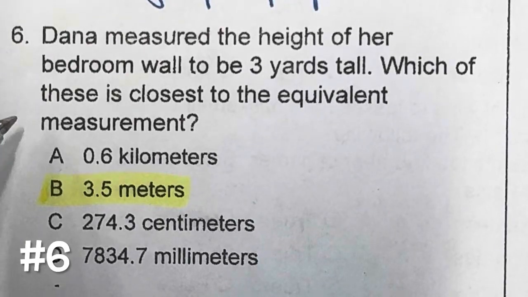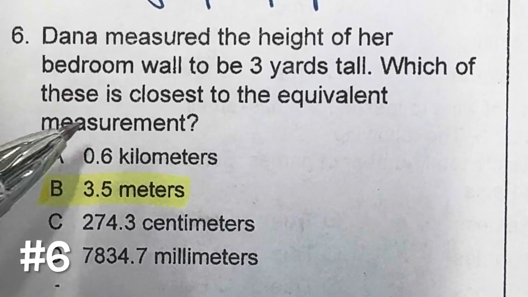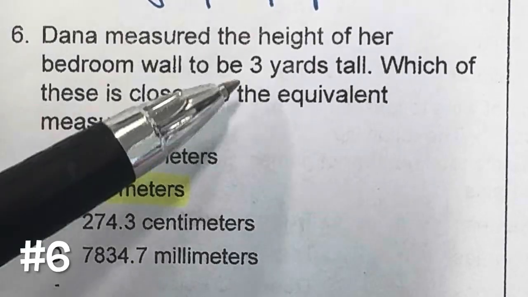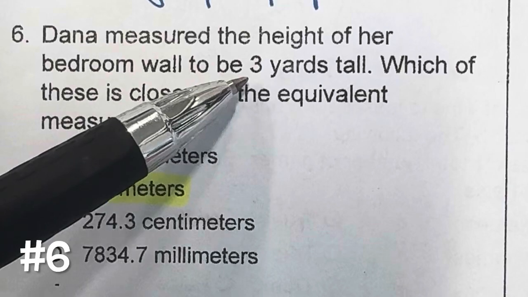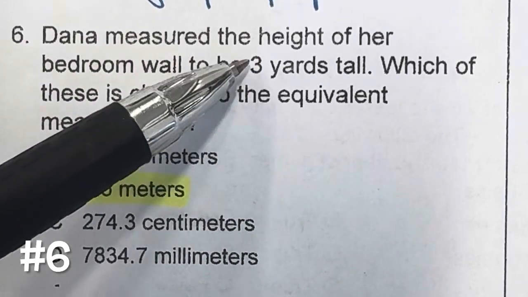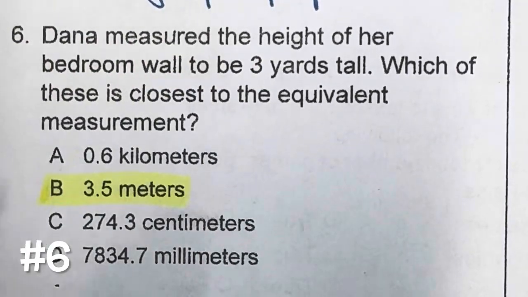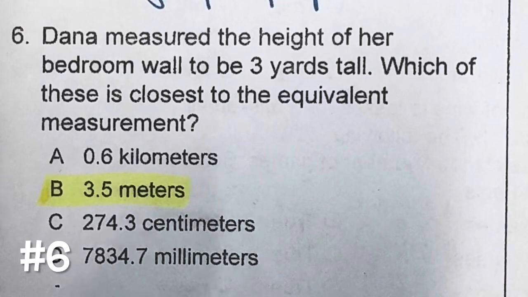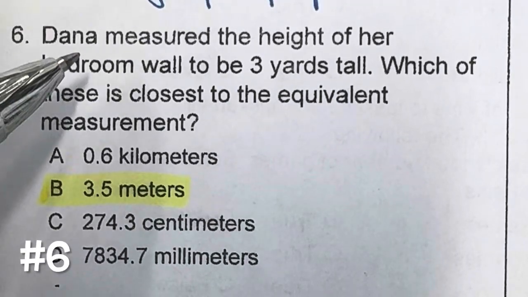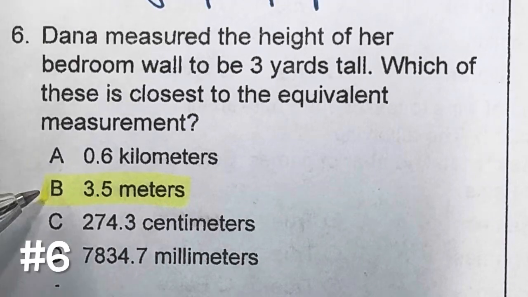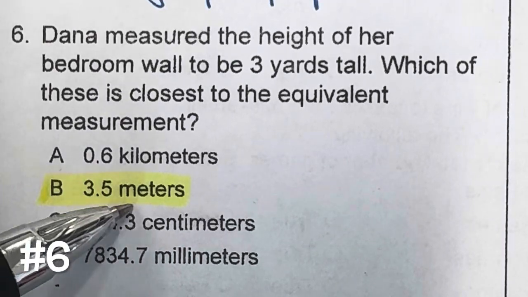Which of these is the closest to the equivalent measurement? Well, yards are slightly longer than 1 meter. A meter is approximately 9/10 of a yard. So the closest one would be 3.5 meters.